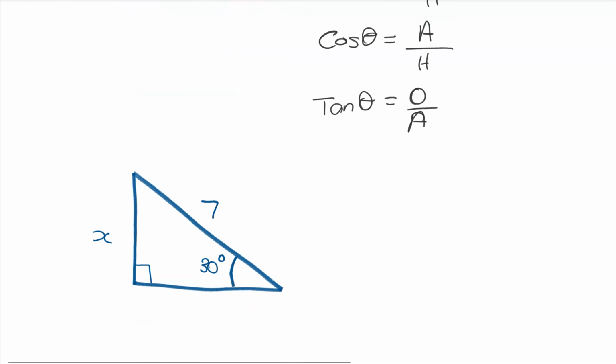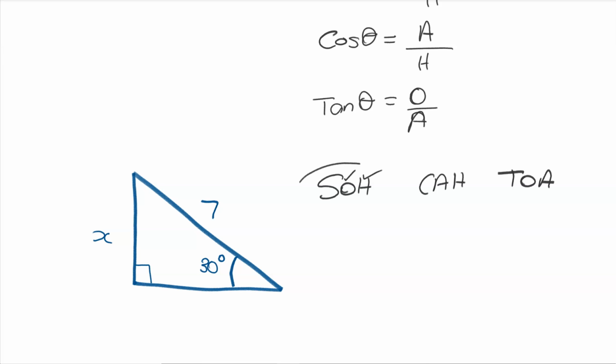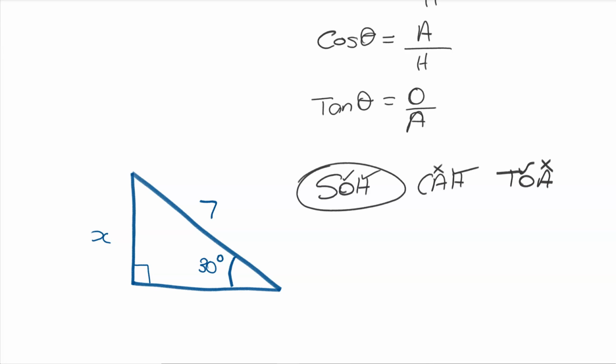I've been given a triangle that has an angle of 30 degrees and a hypotenuse length of 7, and I'm trying to find the length that is opposite. So again, I go back to SOH CAH TOA. I'm trying to find the opposite, and I've been given the hypotenuse, so I'll use SOH. I can't use CAH because I haven't been given the adjacent length. And I can't use TOA because I'm trying to find the opposite, but I haven't been given the adjacent. That's why SOH is the best one to go with.